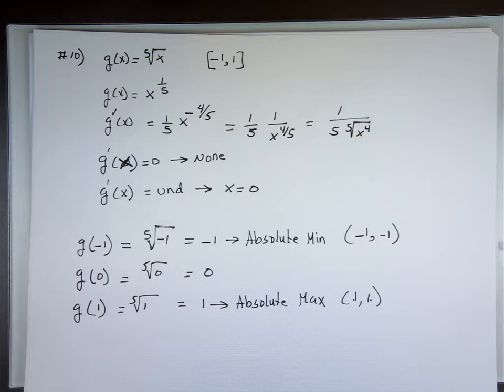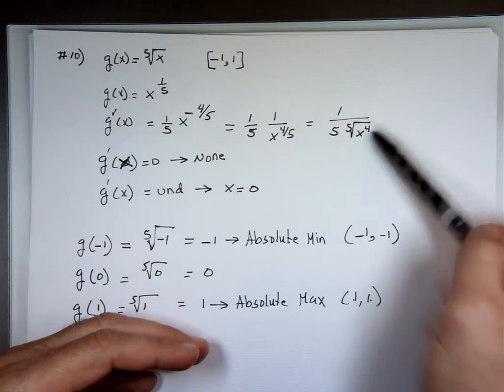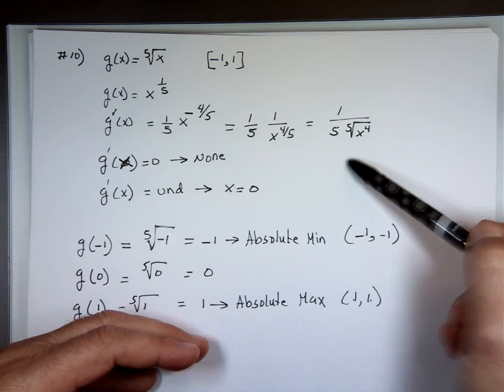So once you have a fraction, you're going to look whether the derivative is 0 or the derivative is undefined. Derivative will never be 0 because for the fraction to be 0, the top has to be 0. The 1 will never be 0 here.